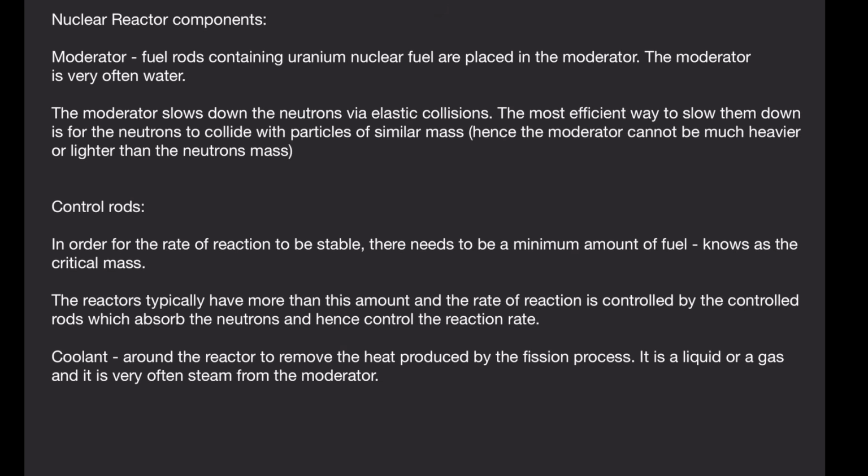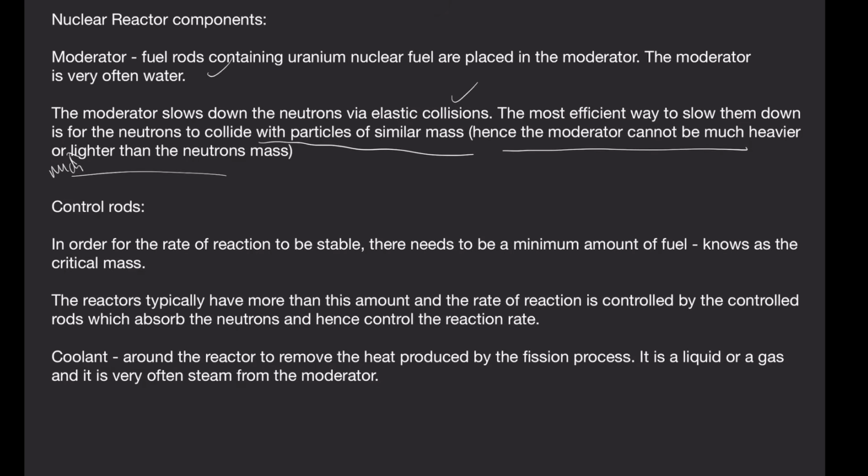It's very often water, so it slows down the neutrons via elastic collisions. And the most efficient way to slow them down for the neutrons would be to collide with particles of similar mass. This is really important, and this is why we have chosen typically water, because the mass difference is not that drastic and the moderator slows down the neutrons very efficiently. Because of this, it can also not be much heavier or much lighter compared to the mass of a neutron.